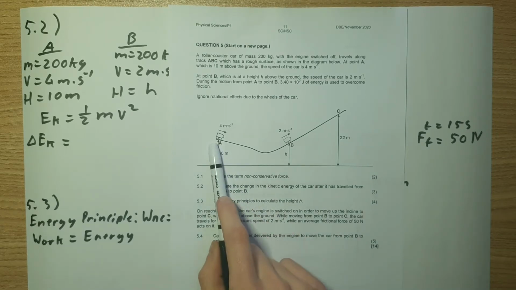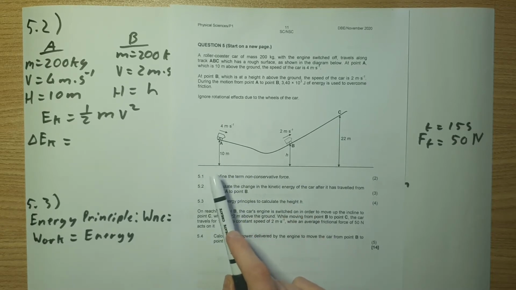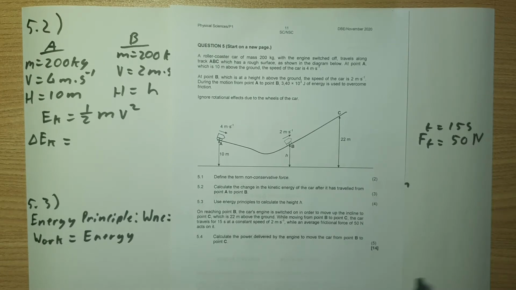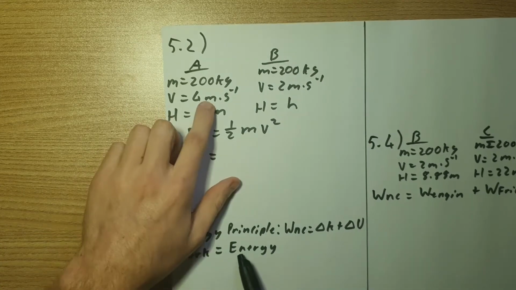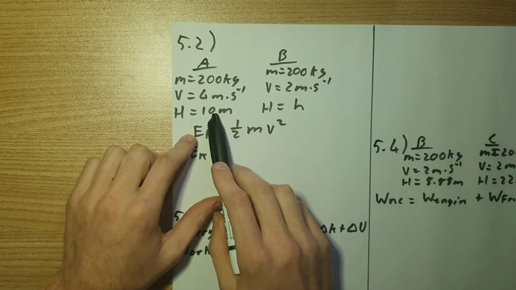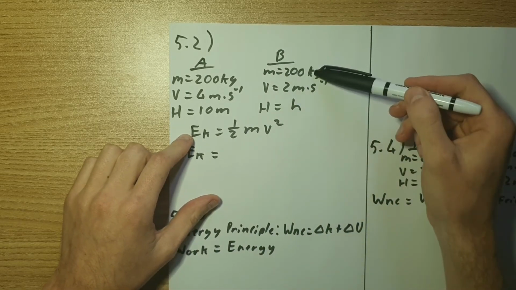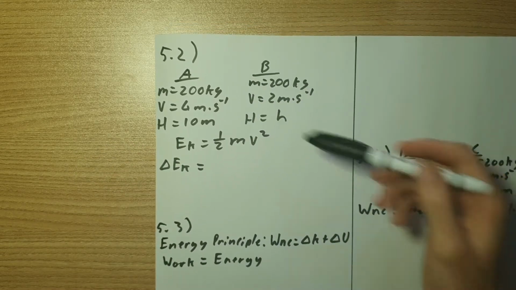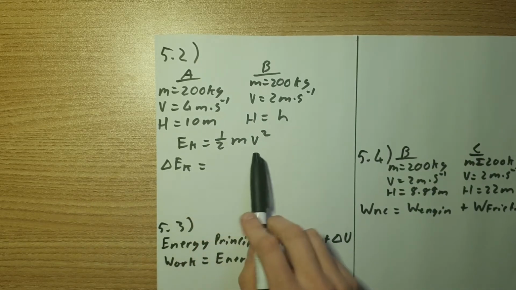Even though there's a change in height between A and B, remember kinetic energy is independent of the height of the object. It's just looking at its velocity. So, looking over here, at A we have 200 kilograms, we're moving at 4 meters per second, and we have a height of 10 meters. At B, we have 200 kilograms again, a velocity of 2 meters per second, and the height is h. But we don't need height for this one because we're just dealing with kinetic energy.